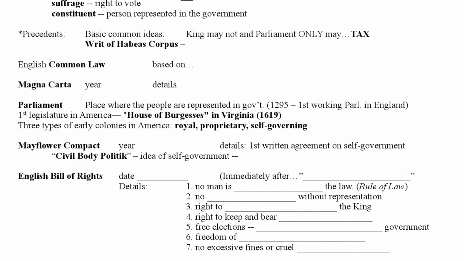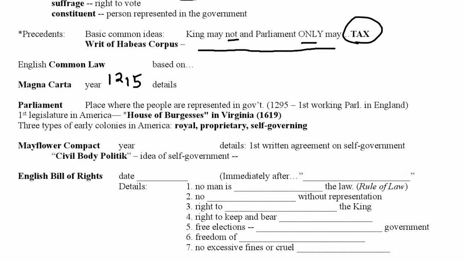Basic common ideas, that the king may not, but the parliament is the only power to tax. Writ of habeas corpus, the right to be at one's own trial. It's one of the fundamental rights, but it's a precedent for a democratic society. English common law based on customs and traditions. Magna Carta from the year 1215.